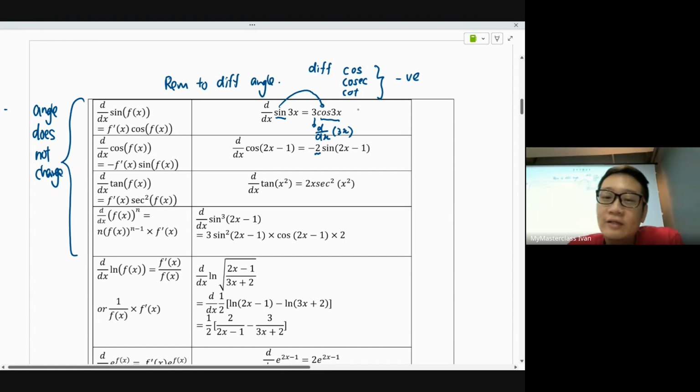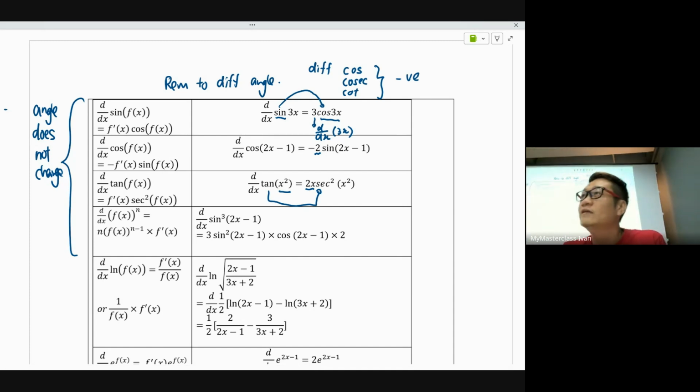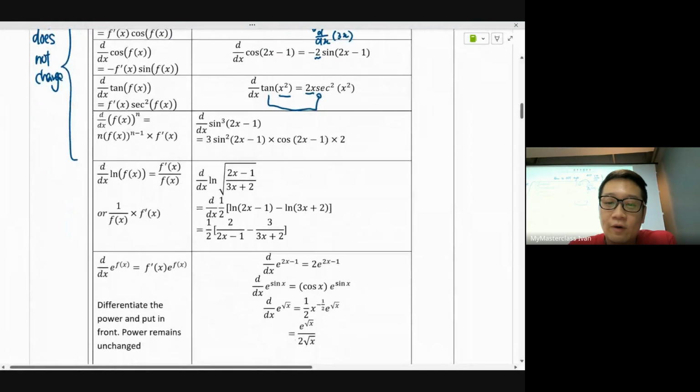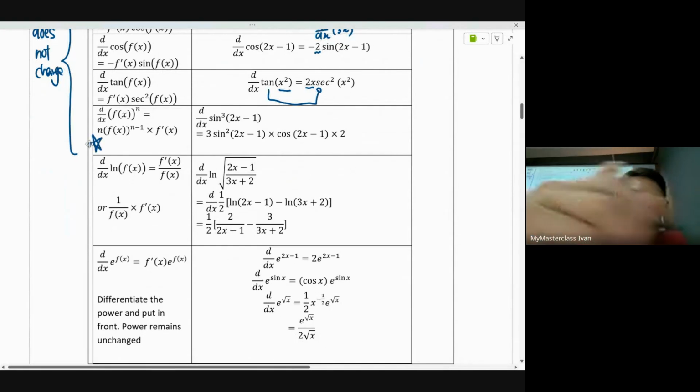Okay, so this one is more of O levels where the angle inside is always linear, ax plus b form. But if the angle is like x squared, differentiate tangent, become what? Secant squared. Understand? Where does the 2x come from, Ryan? Yeah, differentiate of the x squared. So differentiate the trigo function first, followed by differentiate the angle that is inside. Then you will have the differentiation of, I put a star here, chain rule with trigo.